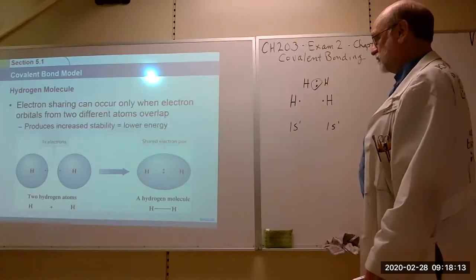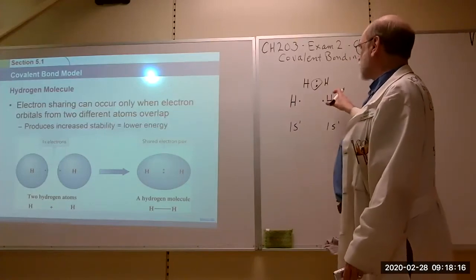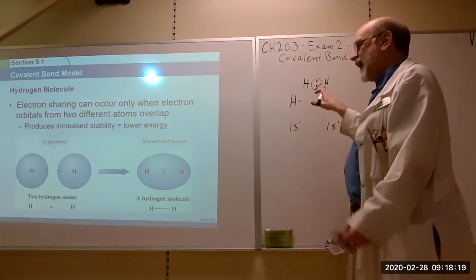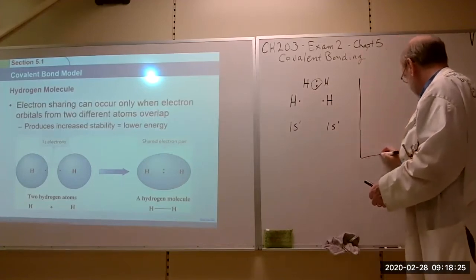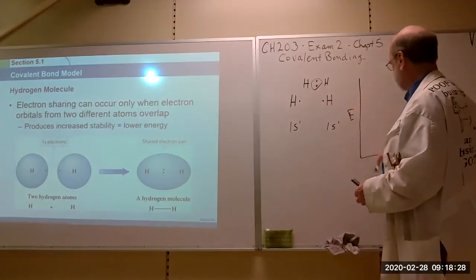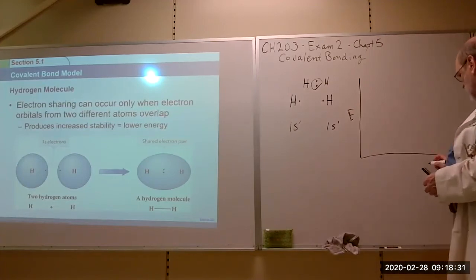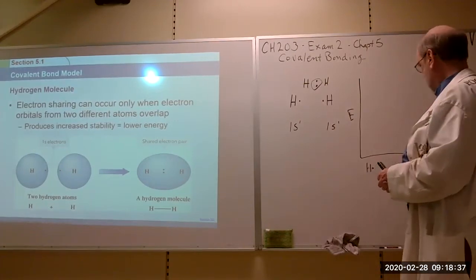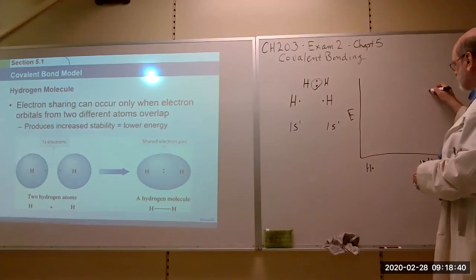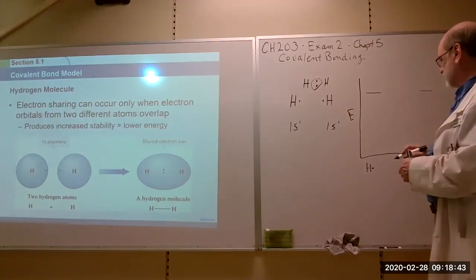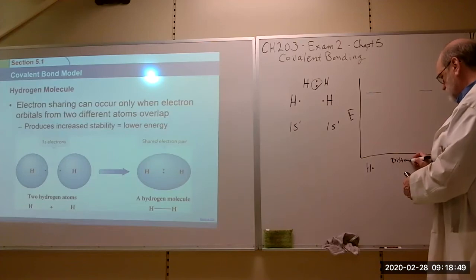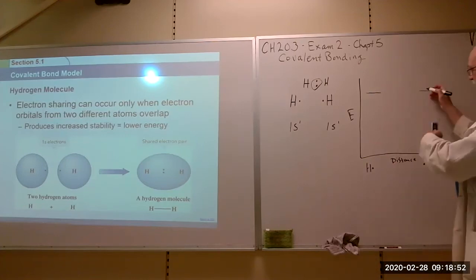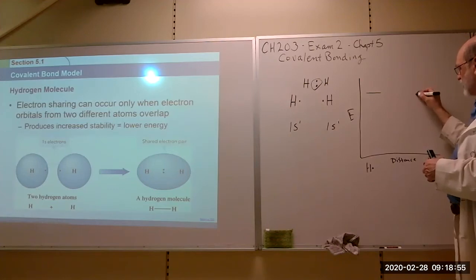The other way to look at it is the energy level, the amount of energy. Let's do it this way. Right? So here's the energy, and here's one of our hydrogen atoms. Here's another hydrogen atom, and this one is at that level of energy. This one's at this level of energy, right? So as they get closer together, and this is distance, okay? As they get closer together, the energy levels drop.